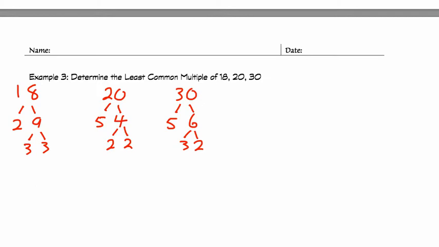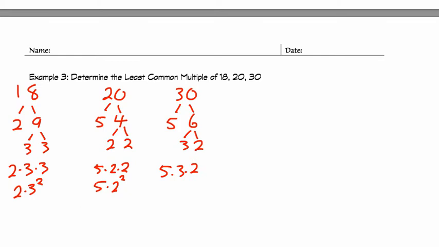So the prime factorization for 18 is 2 times 3 times 3, or 2 times 3 squared. The prime factorization for 20 is 5 times 2 times 2, or 5 times 2 squared. The prime factorization for 30 is 5 times 3 times 2.